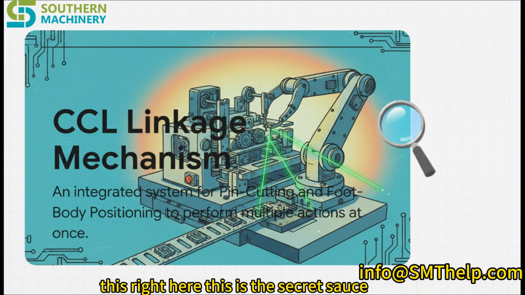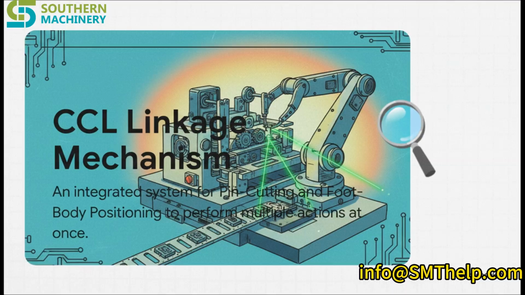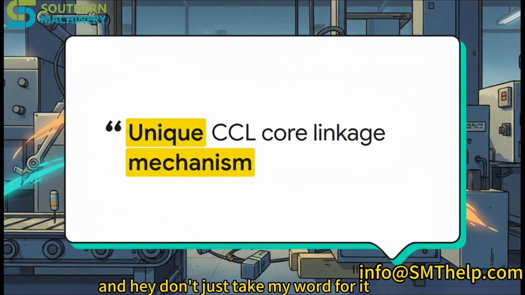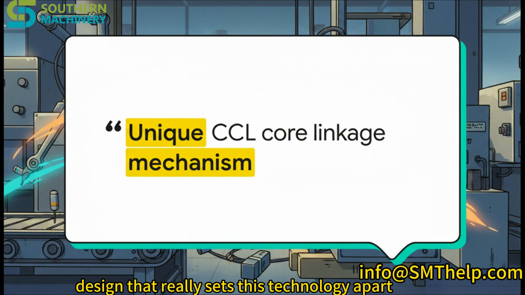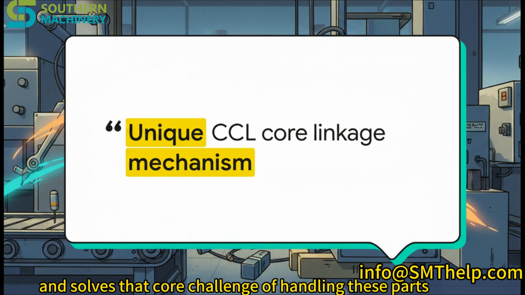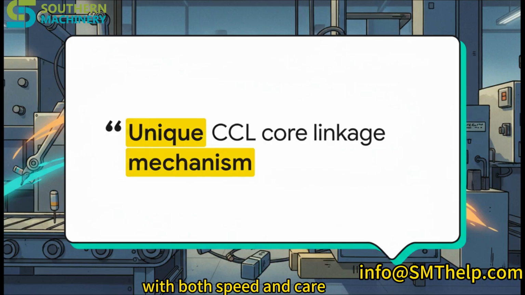This right here, this is the secret sauce. And hey, don't just take my word for it. The source material itself calls it a unique CCL core linkage mechanism. And that word, unique, is super important. This isn't some off-the-shelf design. It's an innovative, often patented design that really sets this technology apart and solves that core challenge of handling these parts with both speed and care.